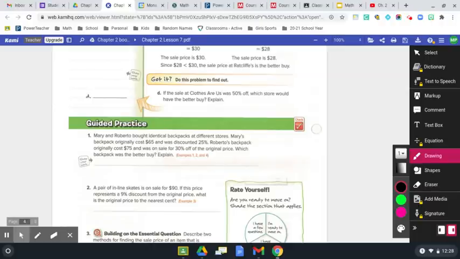First one. It says Mary and Roberto bought identical backpacks at different stores. Mary's backpack originally cost $65 and it was discounted 25%. Roberto's backpack originally cost $75 and it was on sale for 30% off the original price. Which backpack was the better buy? So I'm going to start with Mary, and we're going to see, based on whatever store she's getting it from, what her sale price is going to be on that backpack.